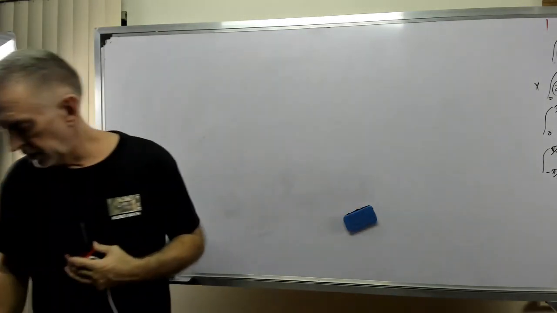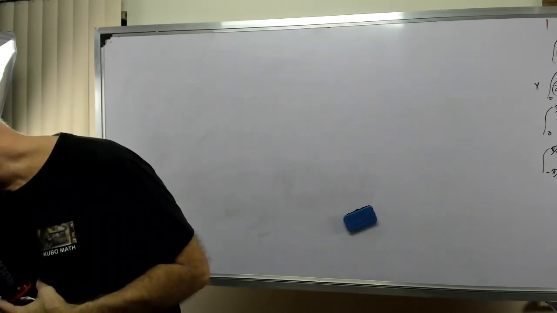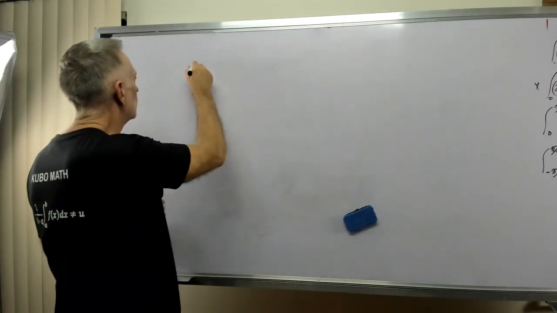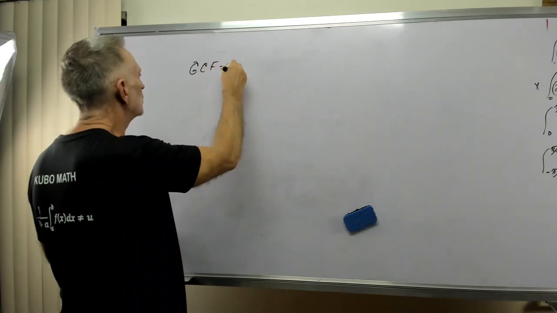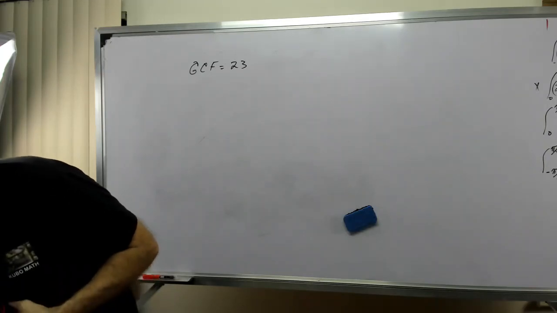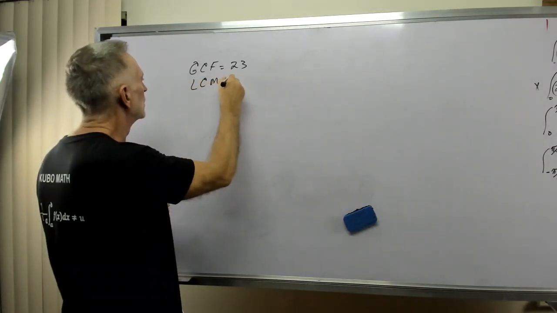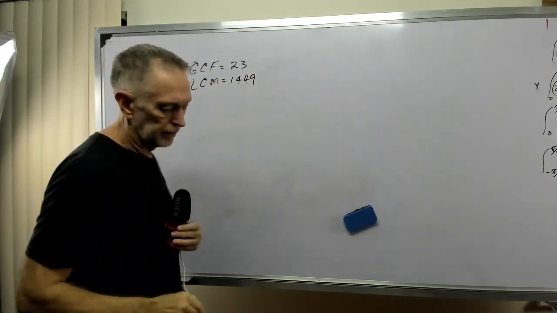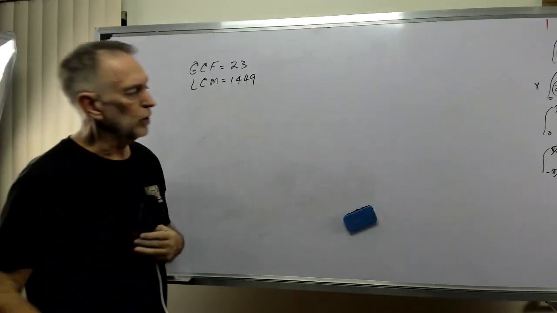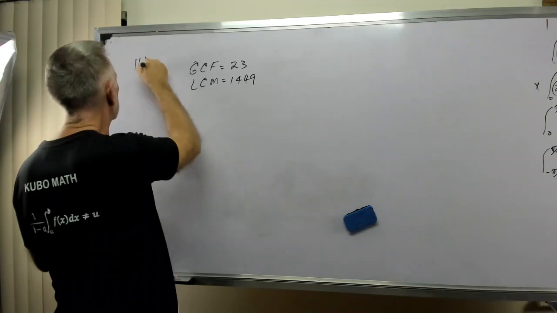What else do we have here? Let's see. All right, the greatest common factor of two numbers is 23. So it's saying the greatest common factor of two numbers is 23. Okay, and their least common multiple is 1449. Okay, and it says if one of the numbers is 161, so 161, I'm just going to write that over here for the moment.